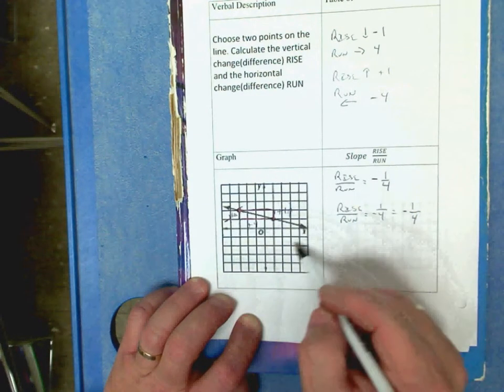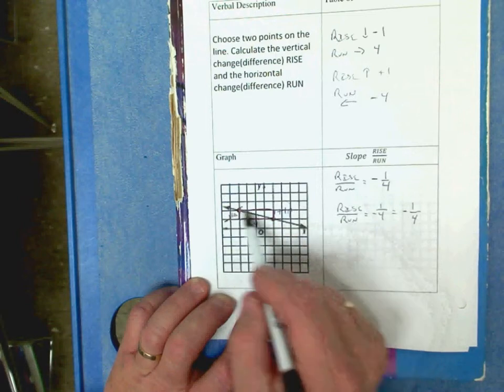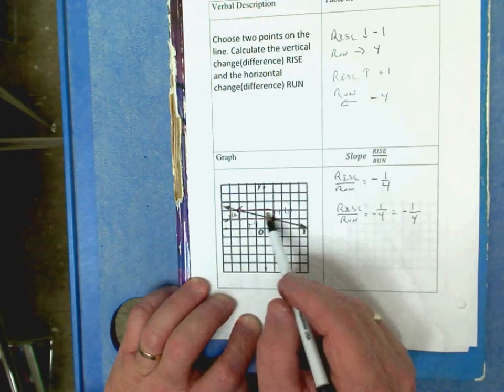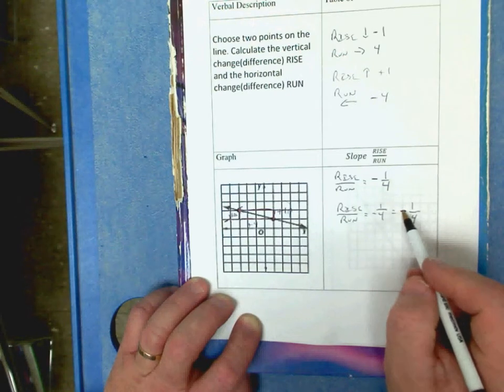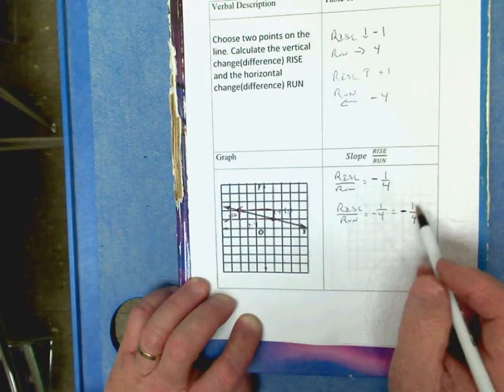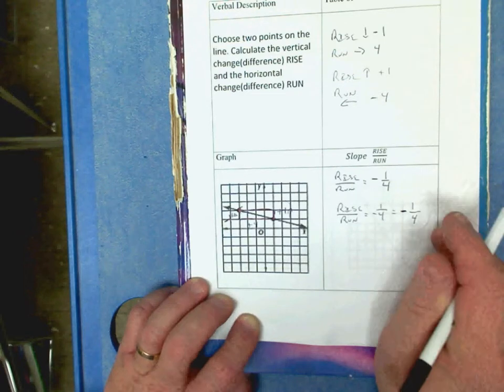So the big thing here, guys, is the slope. When you have a line that goes up to your left like that, the slope is negative. And that means that you have to have a negative sign in front of whatever that number is. That's what makes it a negative slope.